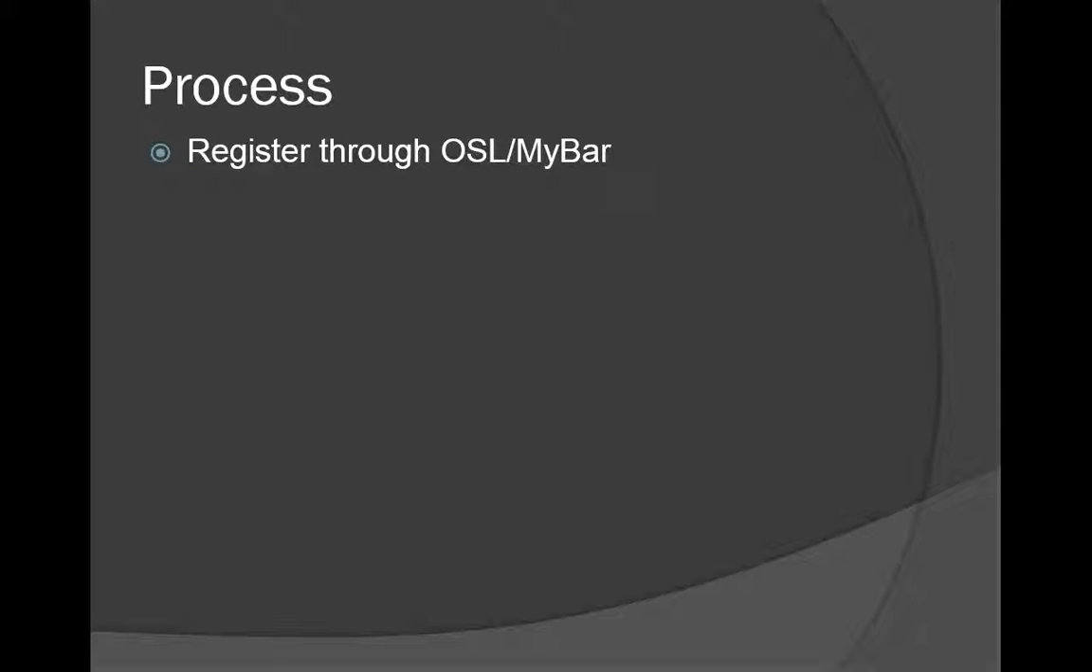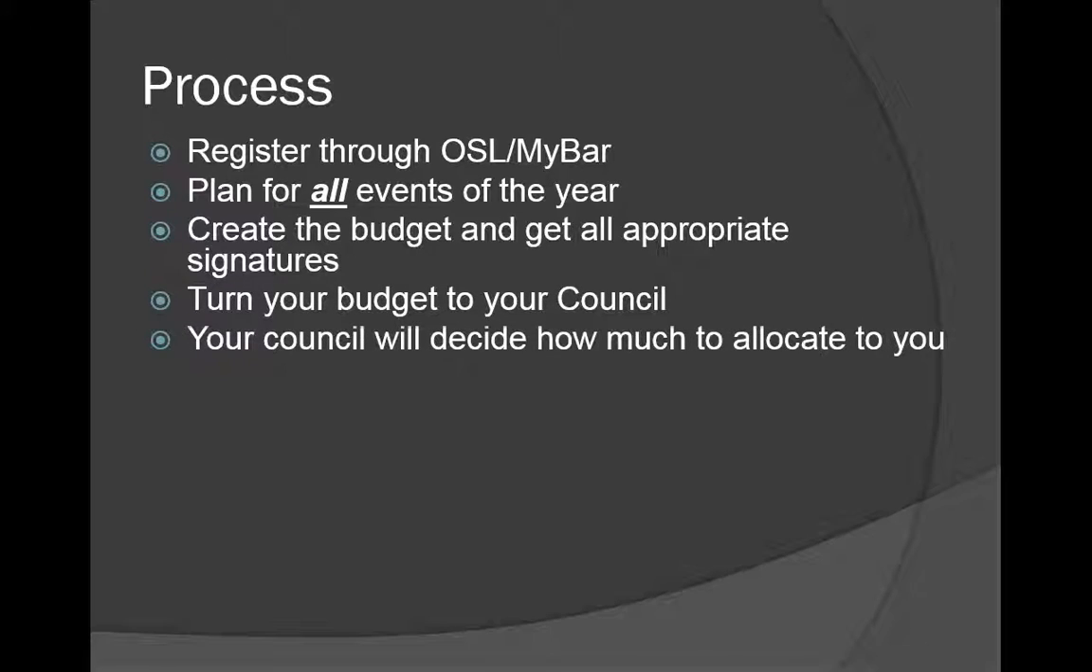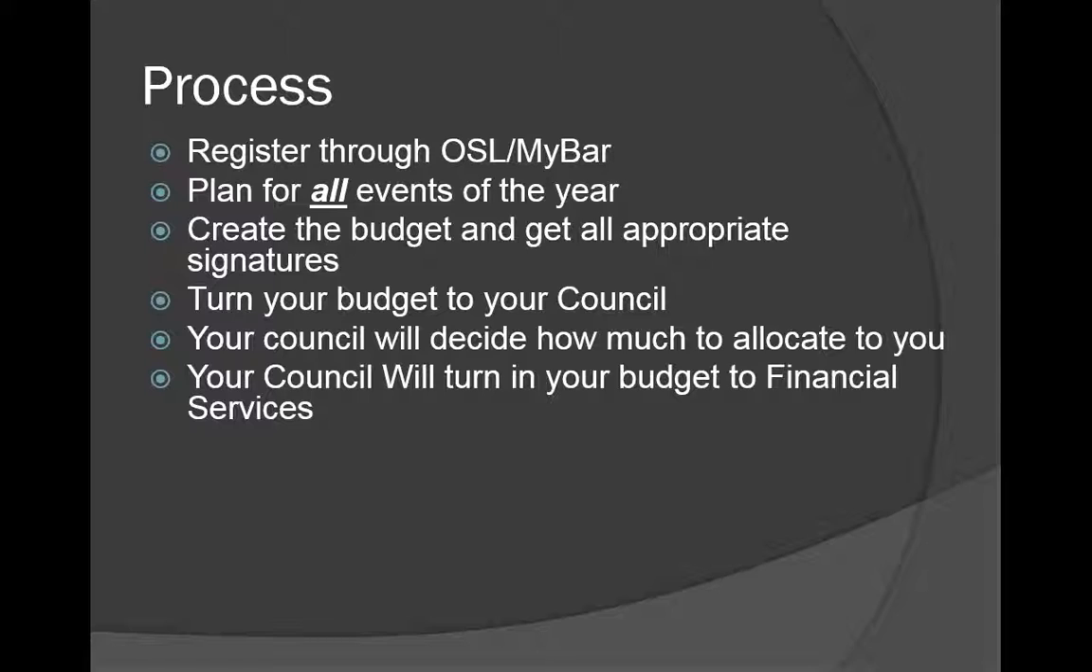Process. So you're going to register through OSL and MyBar, which I hope you all have done by now. Plan for every event you will be having this year. Create the budget and get all appropriate signatures. Turn your budget in to your council. UBSS will decide how much money to allocate to you, and we will also turn in your budget to financial services, aka ASI.